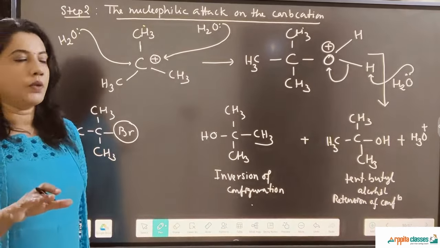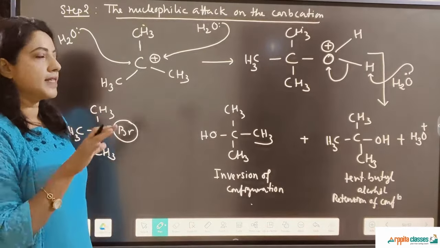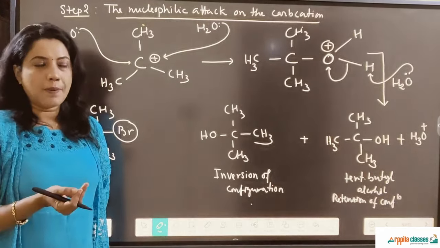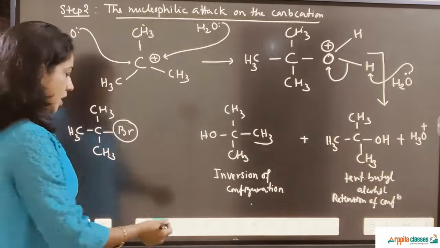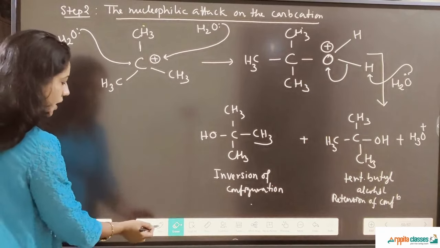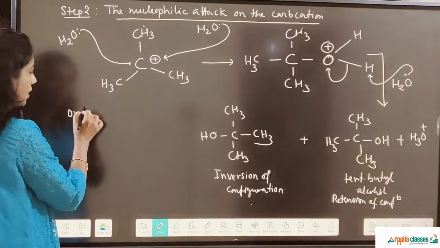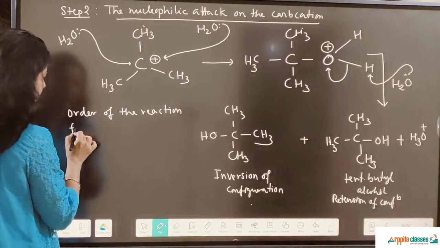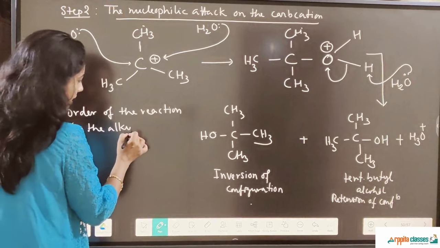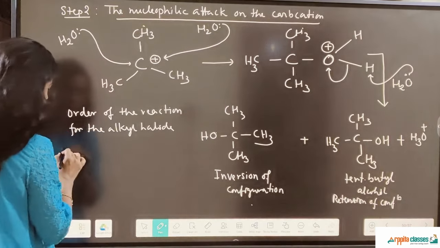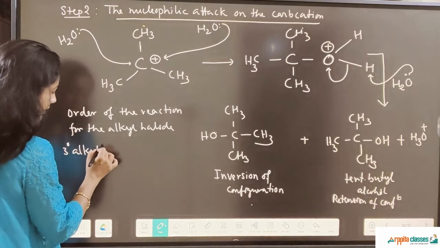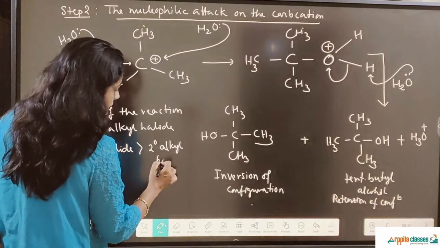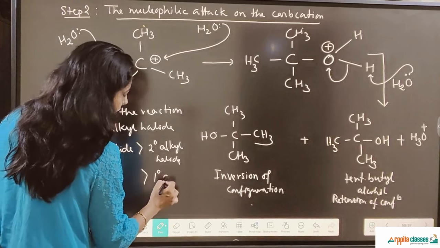So in short, if I tell you the summary of the mechanism, then the SN1 reaction is a nucleophilic substitution unimolecular reaction, which happens in two steps. The first step is the formation of carbocation. Since it is the formation of carbocation, the order of the reaction for the alkyl halide would be 3 degree alkyl halide greater than 2 degree alkyl halide, which is again greater than 1 degree alkyl halide.